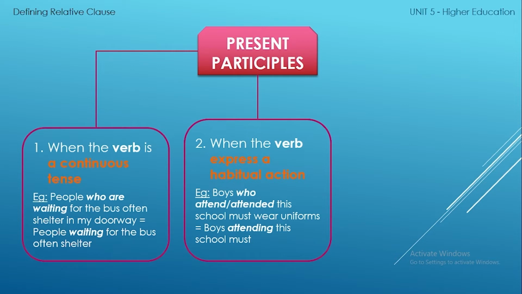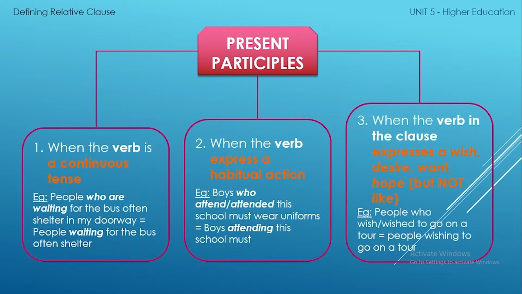We can also use a present participle when the verb expresses a habitual action. For example, "Boys who attend or attended the school must wear uniforms" has the same meaning as "Boys attending the school must wear uniforms." We can also use a present participle when the verb in the clause expresses a wish, desire, want, or hope, but not like. For example, "People who wish to go on a tour" has the same meaning as "people wishing to go on a tour."